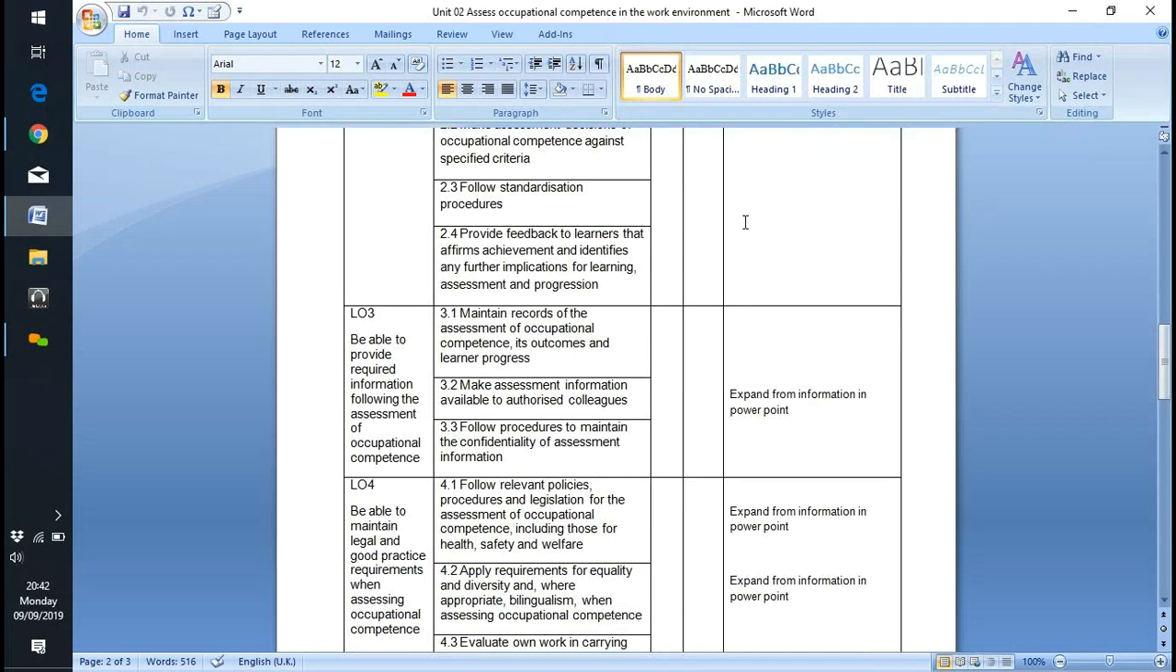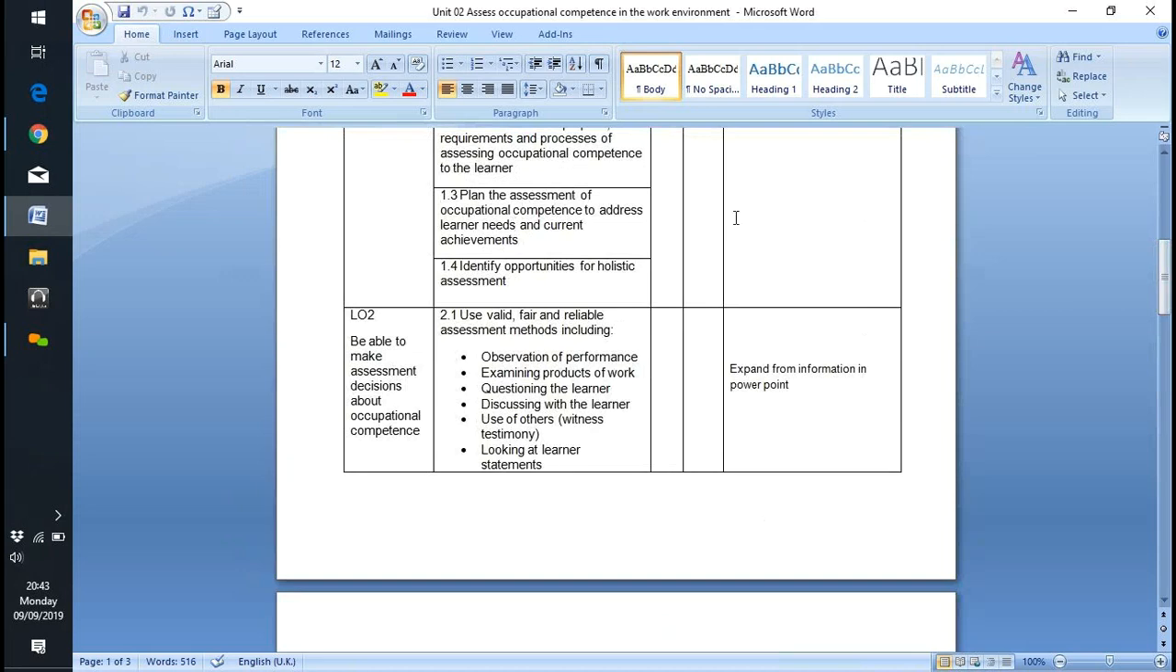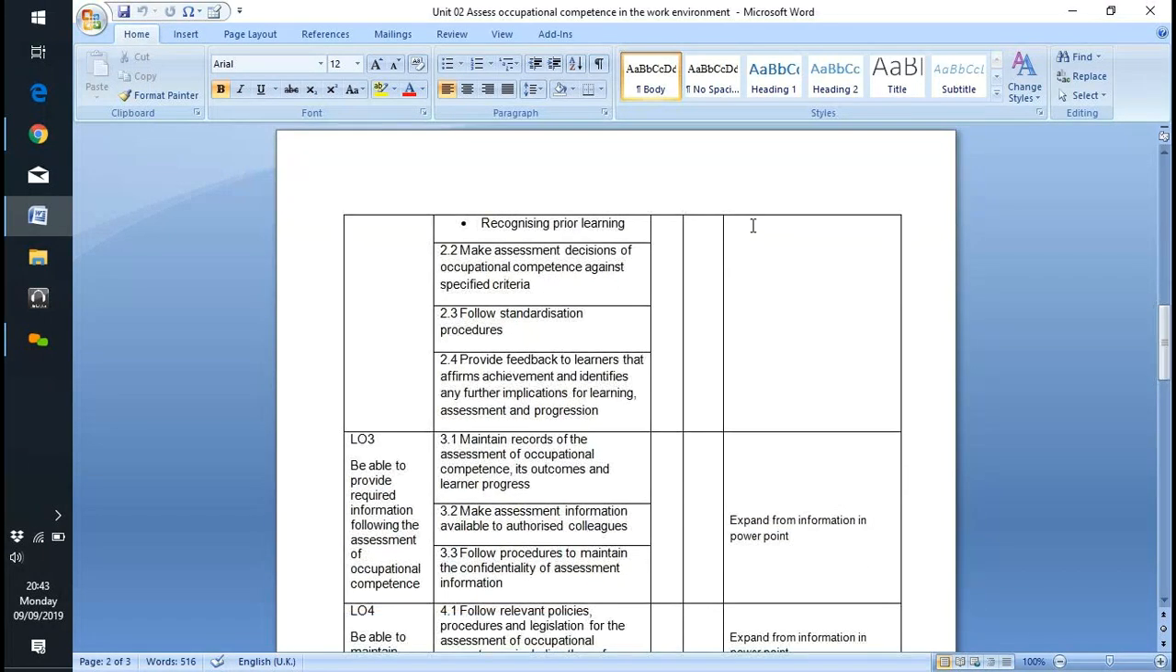And then, of course, the next one is provide feedback to learners that affirms achievement or remarks on achievement and identifies any further implications for learning, assessment and progression. So it can be anything from it wasn't completed correctly to, yes, that's fine, what we're going to look at next. If we look at this unit here or that part of that unit there, which jobs can we use to cover that one? And you go back actually after the feedback to plan the assessment, so it's a cycle again.